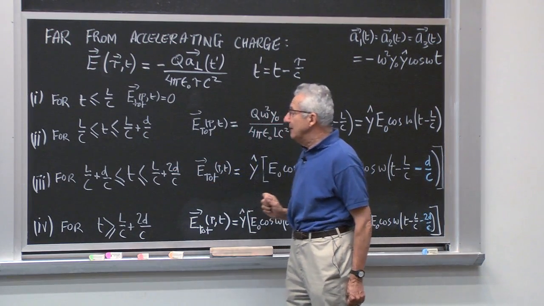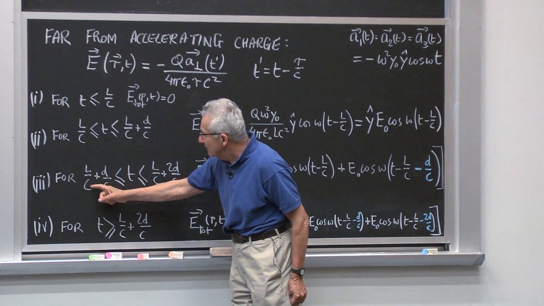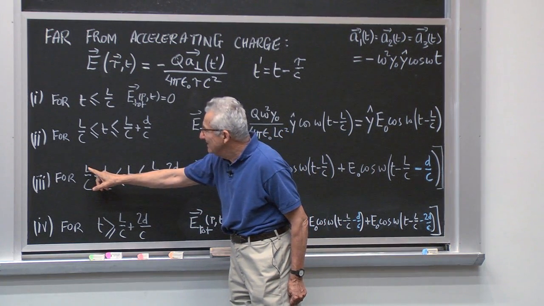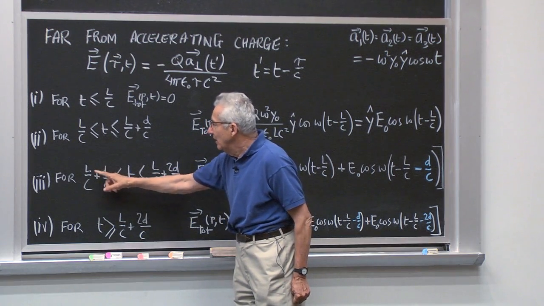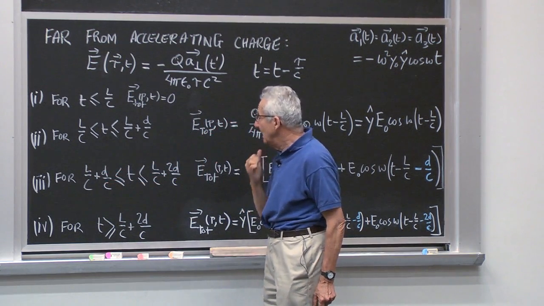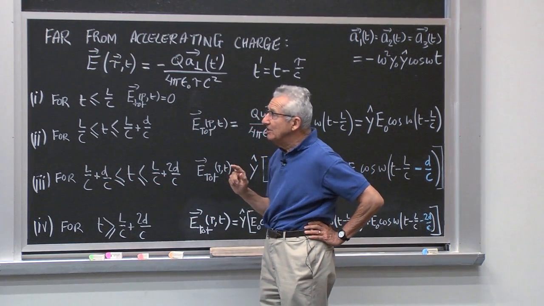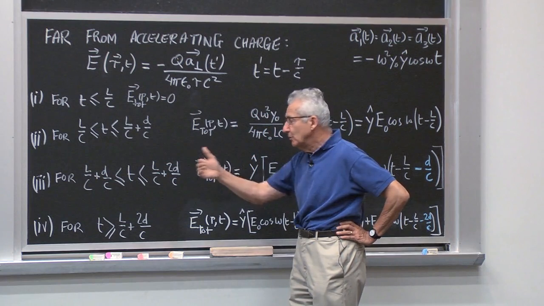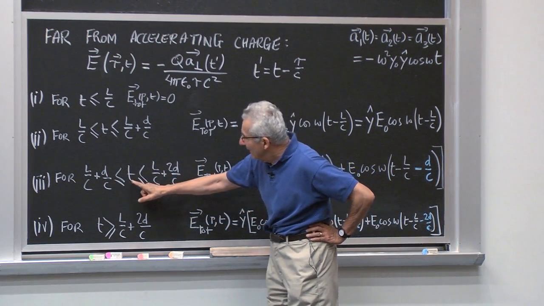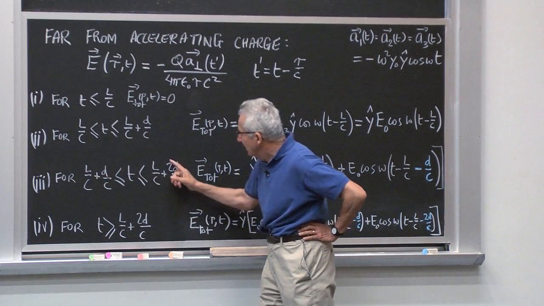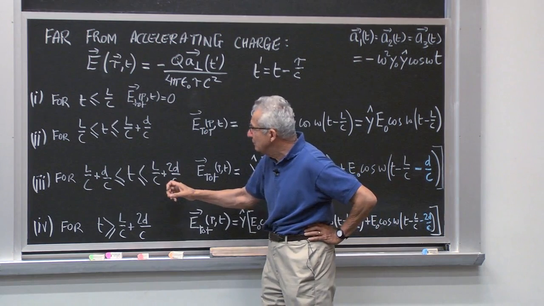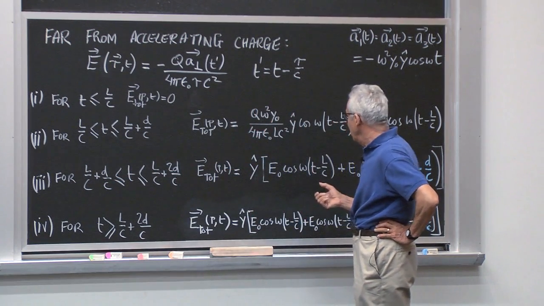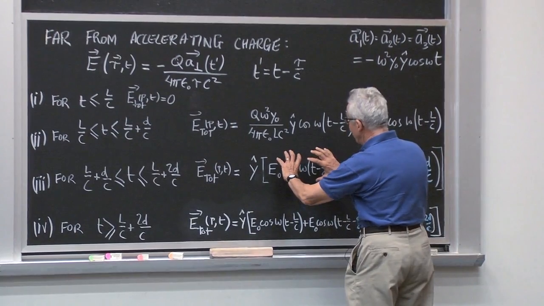How about for a little later? From the time L over c plus d over c, in other words, now radiation over a distance L plus d has had time to reach my point P. So now this second charge, the one at minus d, has had enough time to reach my point P. But if I limit t to the window, this and that, in other words, there's still a difference of d over c in time between those, I will get at point P the radiation as from the first charge.